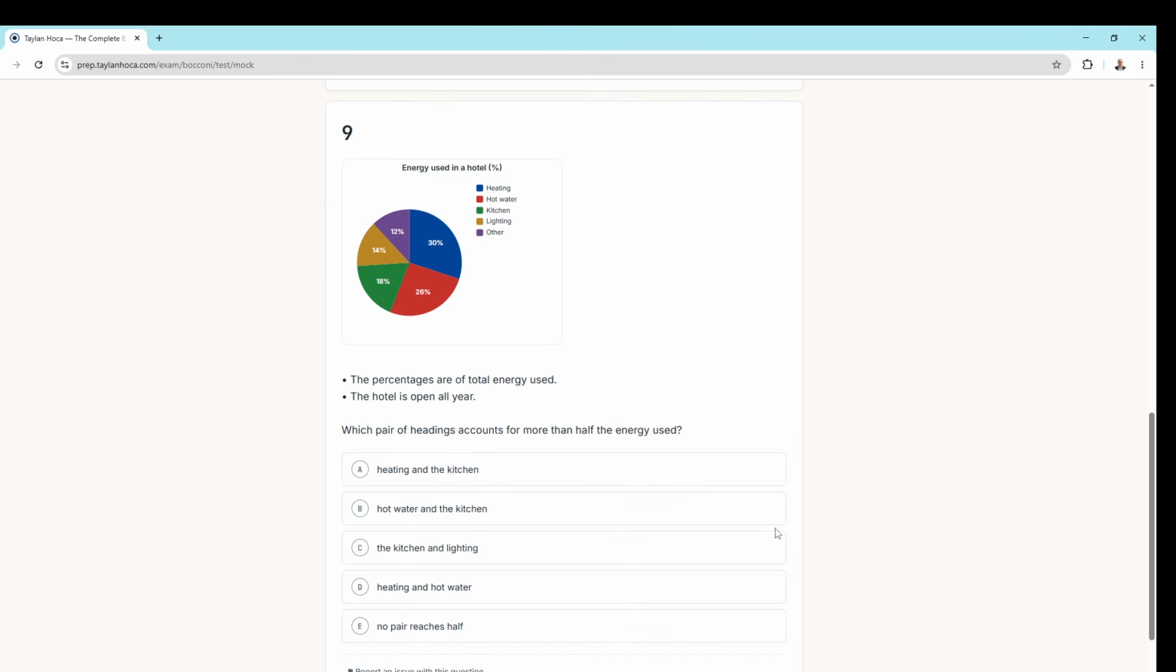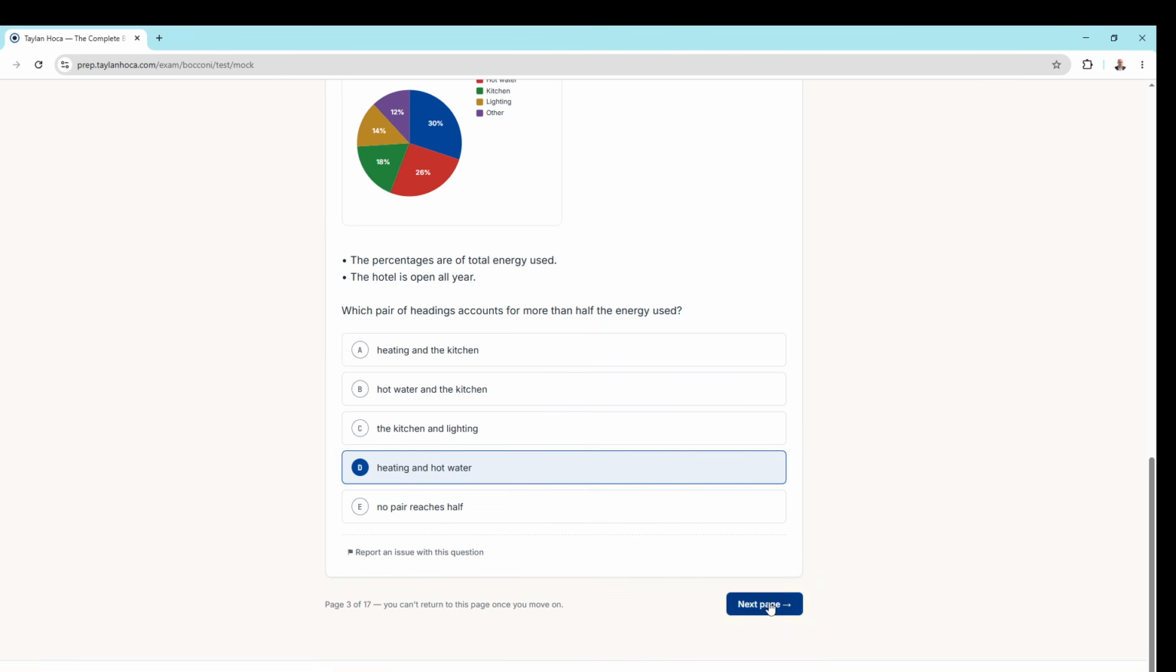All right. So the percentages are all of total energy used. The auto is open all year. Which pair of headings accounts for more than half the energy used? So the pair is heating and hot water. All right. This is a bit easy for a numerical reasoning section, but sometimes we can have such easy questions, though I can say it's rare.